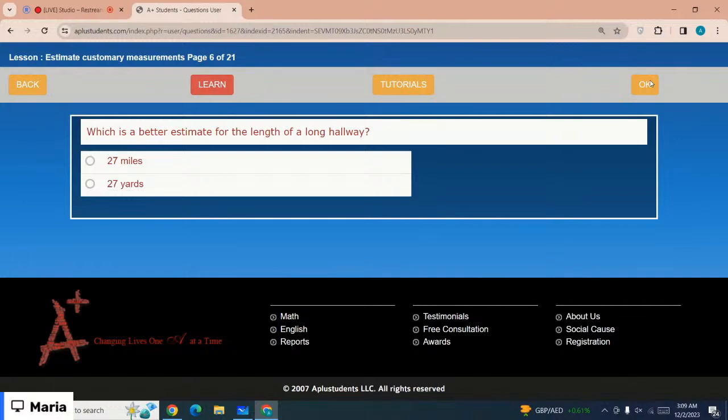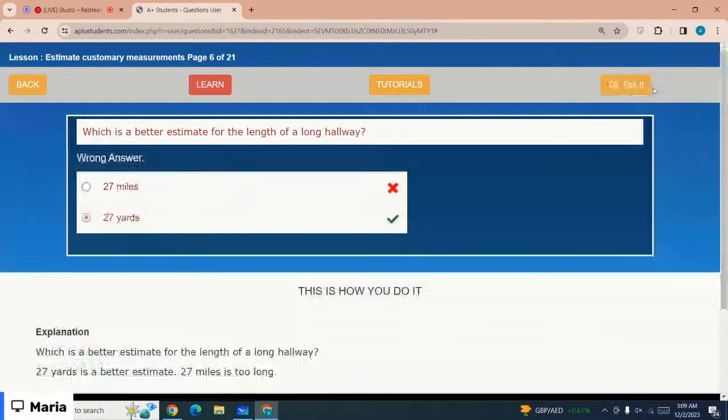That is 27 miles or 27 yards. Yes, the correct option... that is a long hallway, still 27 miles, right? Yards is a bigger unit, so it would be 27. Oh, 27 miles is too long. It will be 27 yards, right? The correct option is 27 yards. Got it?